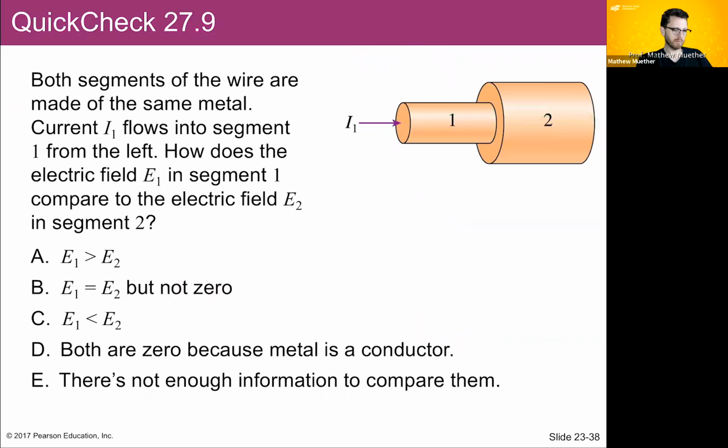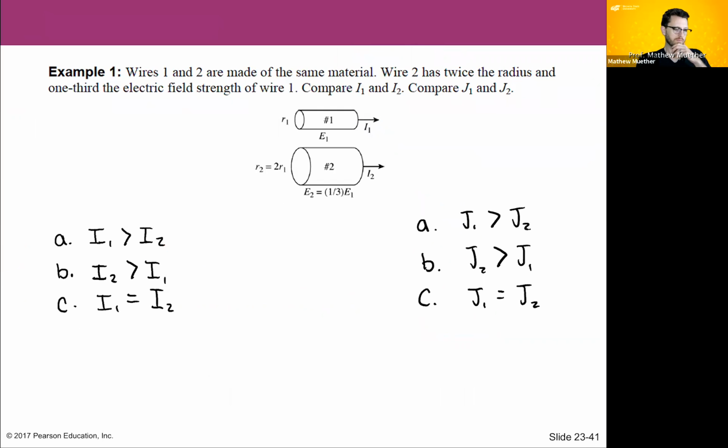Okay. So the electric field for 1 is greater than the electric field for 2. We just saw that. So let's think about this. Here we have 2 wires, again, made out of the same material. Okay. Wire 2 now has twice the radius as wire 1. So I can see this relationship. And the electric field is 1/3 the strength. Okay. The electric field is 1/3 the strength.